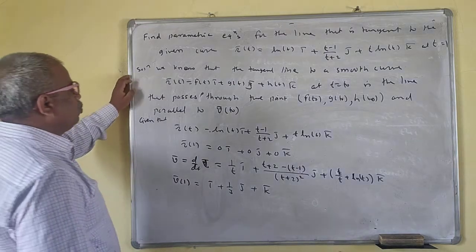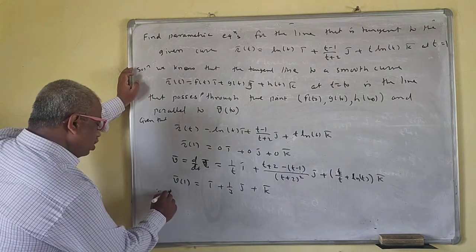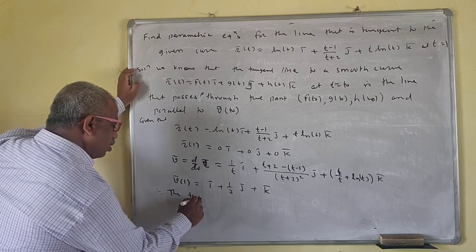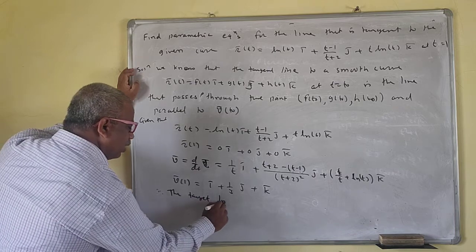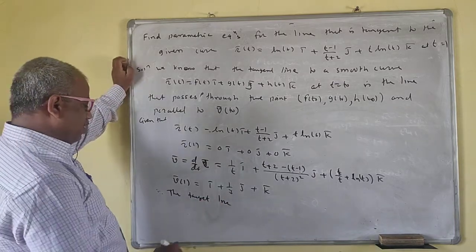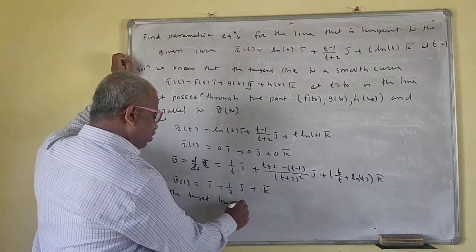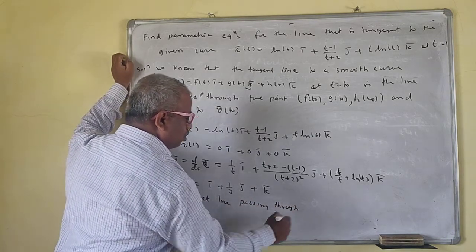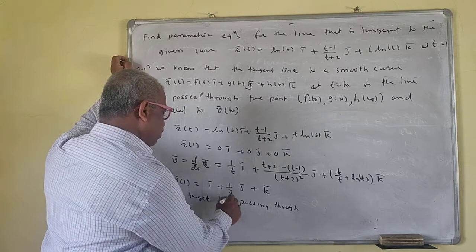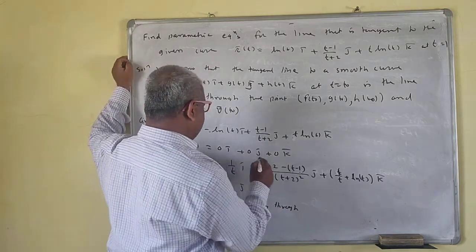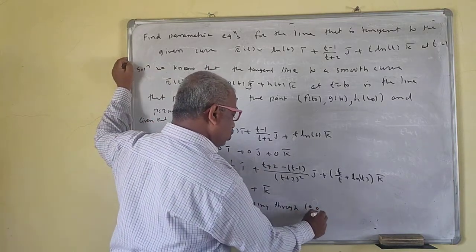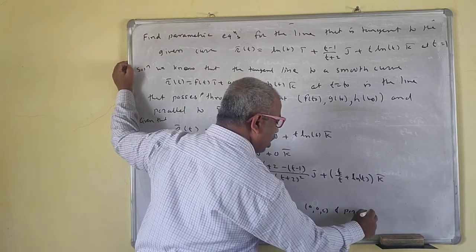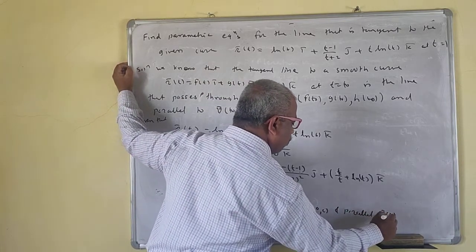Okay. So therefore, the tangent line is passing through. So this is r bar of 1 means what? Passing through 0, 0, 0 and parallel to v bar of 1.